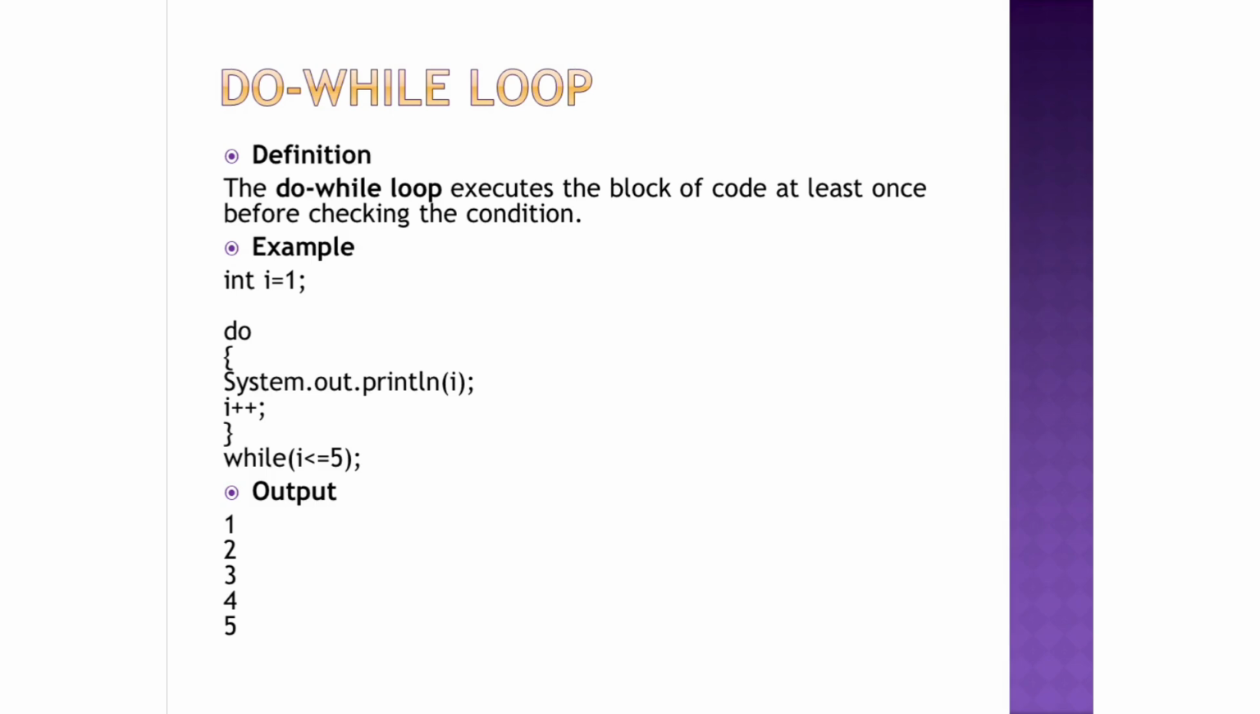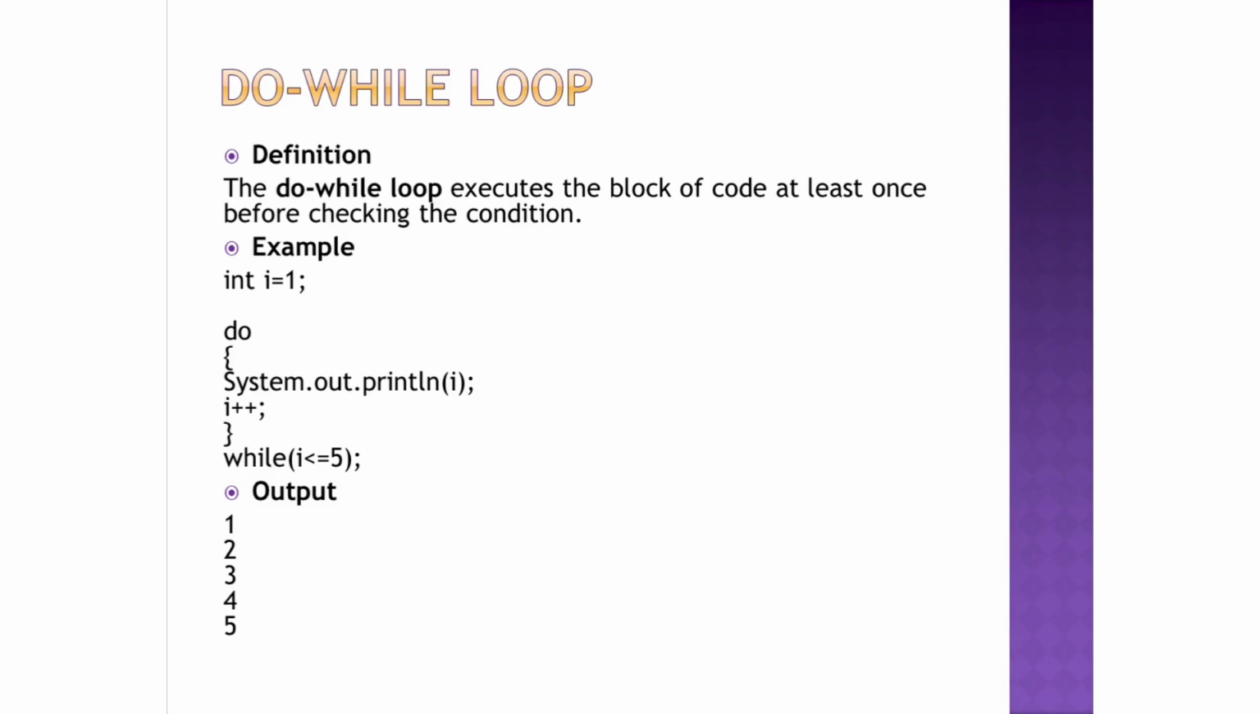Now look at the program. We initialize i equal to 1. Inside the do block, the program first prints the value of i, then increases it using i++. After that, Java checks the condition: i is less than or equal to 5. Since the condition is true, the loop repeats. Finally, the output is 1, 2, 3, 4, 5. So remember this important point: in a do while loop, the condition is checked after executing the statement.